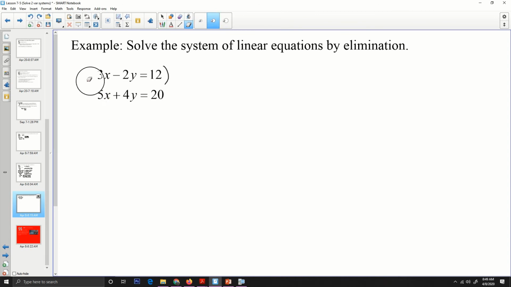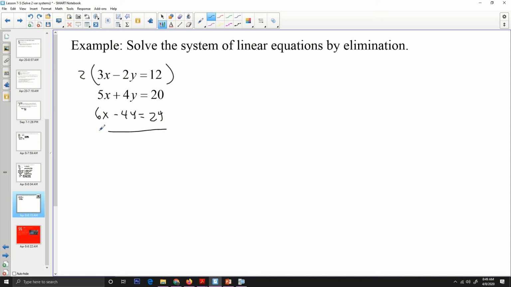All right, so once again, no problem, I could have multiplied this by 5 and this by negative 3, and I'll have positive 15 on the top and negative 15 on the bottom. But my numbers get really big if I do that. So I'm looking for the simplest solution, and I think the simplest solution is just to multiply this by 2. So 2 times 3x will give me 6x. 2 times negative 2y will give me negative 4y. And then 2 times 12 will give me 24.